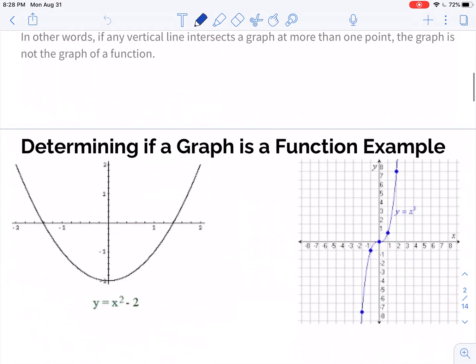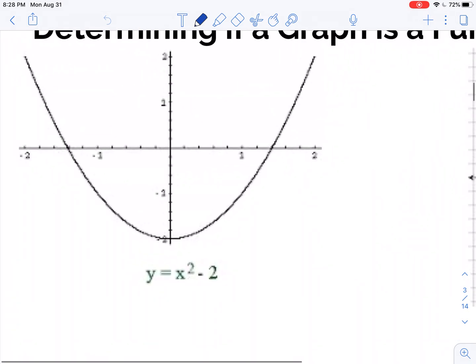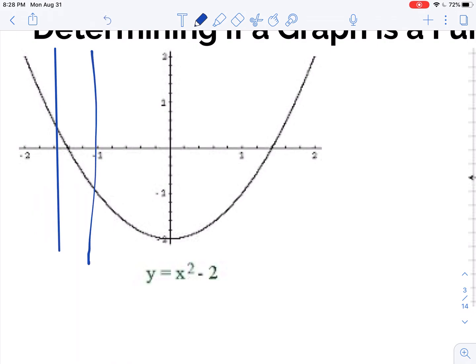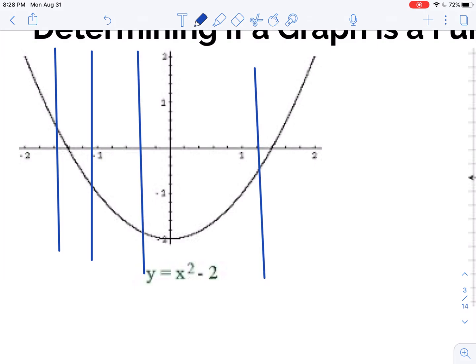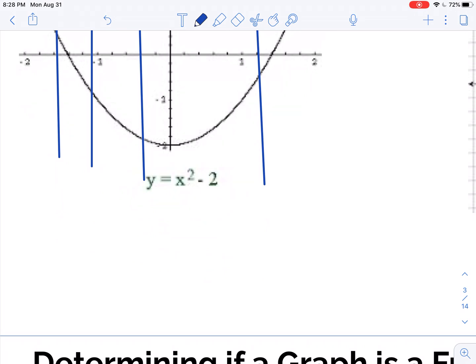So the application of the vertical line test is pretty straightforward. You just start drawing some vertical lines. I can't really make these lines perfectly vertical. I can make them close, but we can see here, as I draw vertical lines, it never crosses 2 points. So this is a function. It passes the vertical line test.